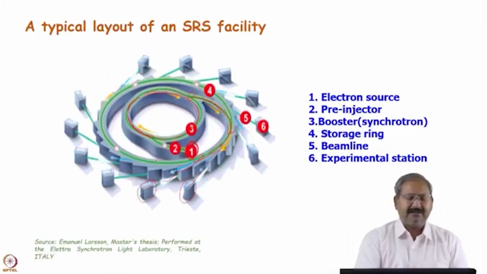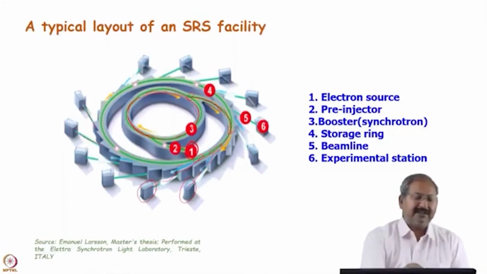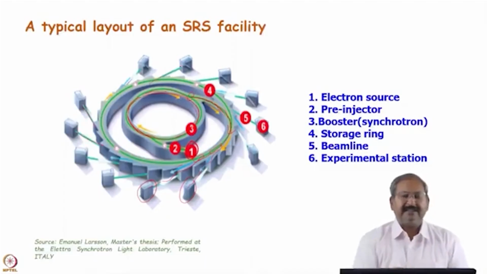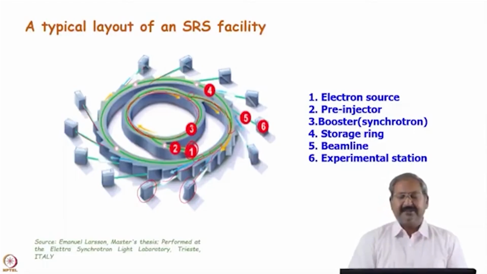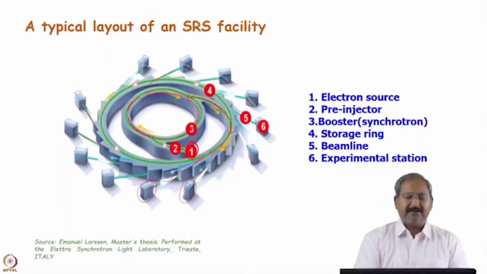So on a storage ring, when the electron keeps revolving and keeps radiating here, whatever energy is lost in the form of radiation, the RF cavity replenishes that energy. So the electron revolves at constant energy, and many different experimental stations can work simultaneously.